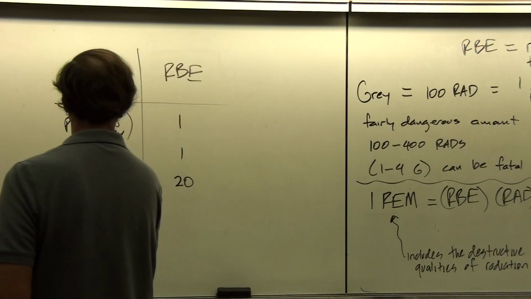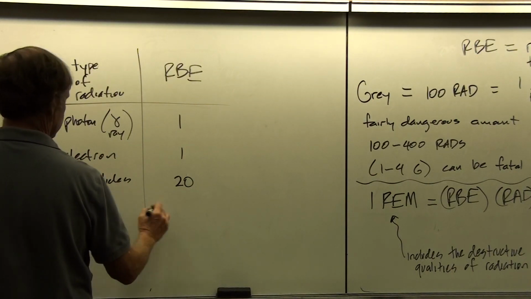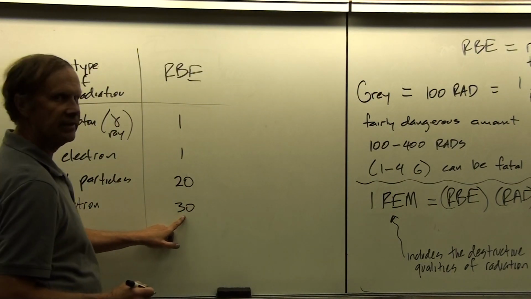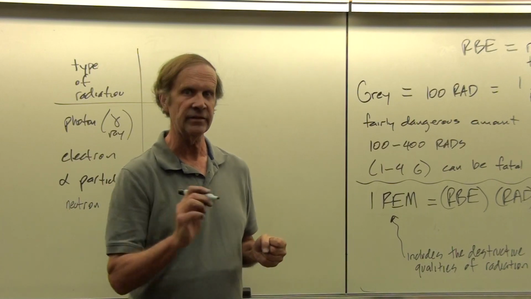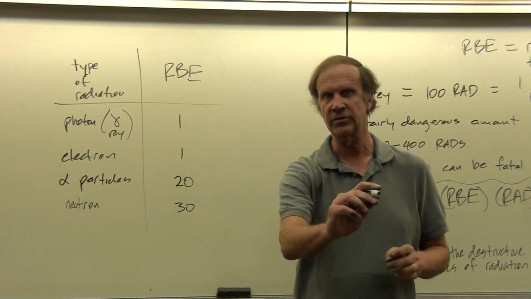And then neutrons are the worst of all. They're like 30. And the reason for this is that neutrons, although they don't weigh as much as alpha particles, are not deflected by the positive nuclei. And so they can just rip right through things.